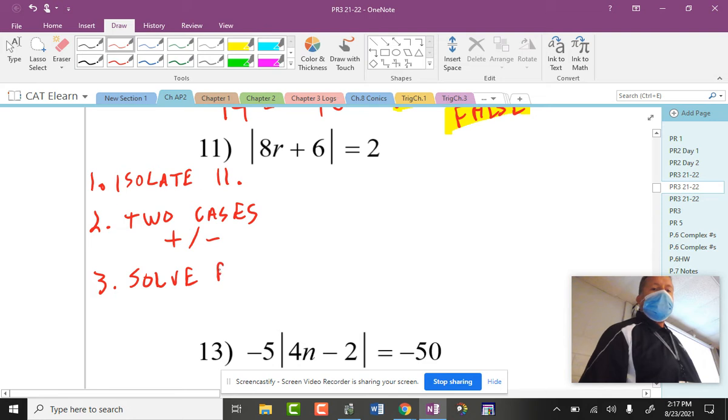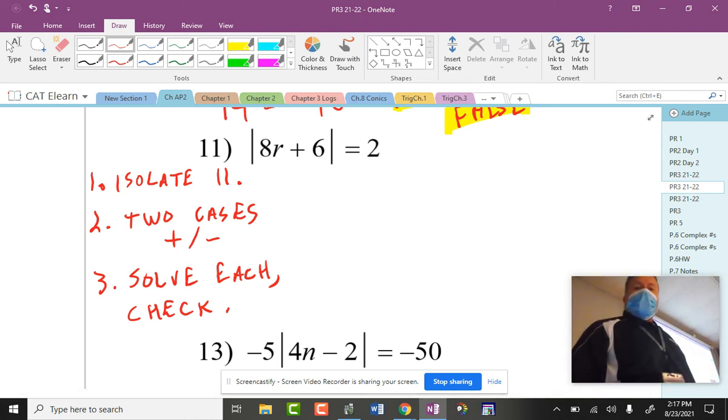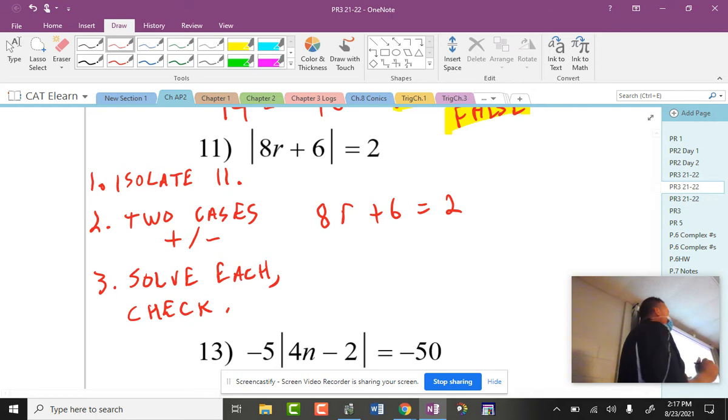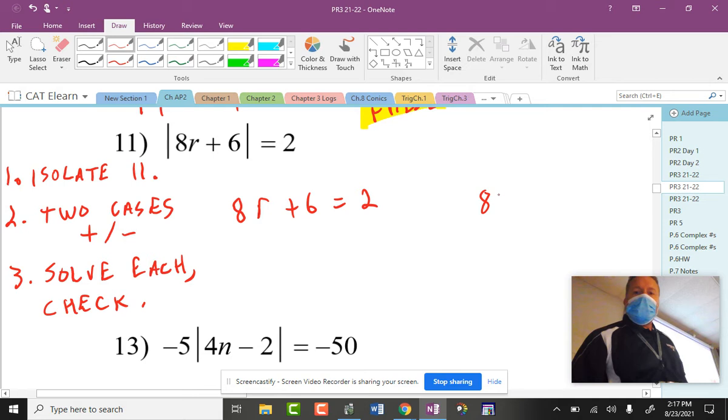Solve each and then check. And we are going to check just to see, did we just do something valid or not? And if you have time to check on a test, check. If you don't, then move on and then check at the end. So it's already isolated. Here are the two cases. You drop the absolute value because this is the definition of absolute value. I have something that is 2 spaces away from 0. So that thing should equal 2 or it should equal negative 2. This is ultimately what is occurring.